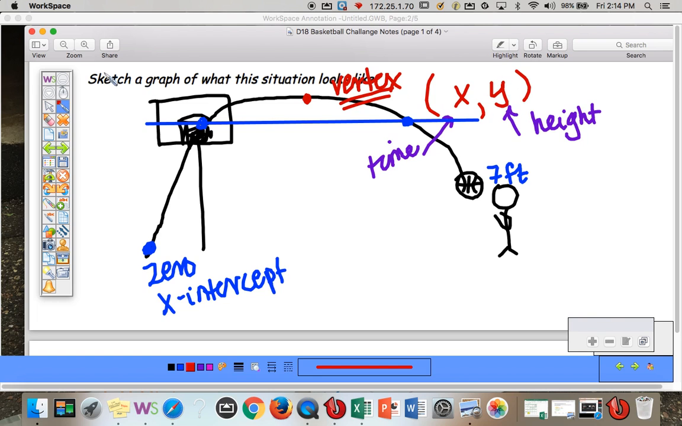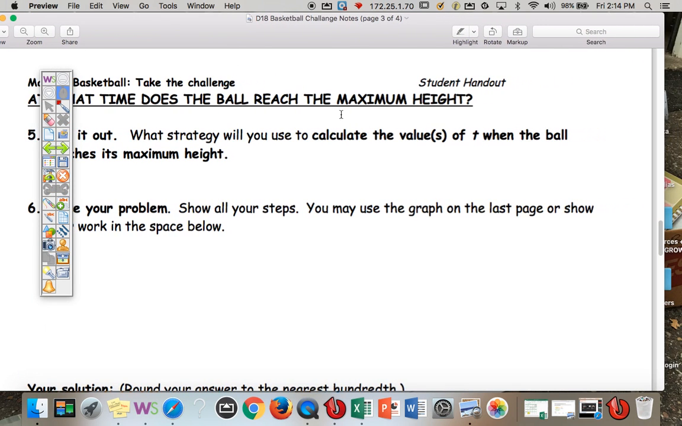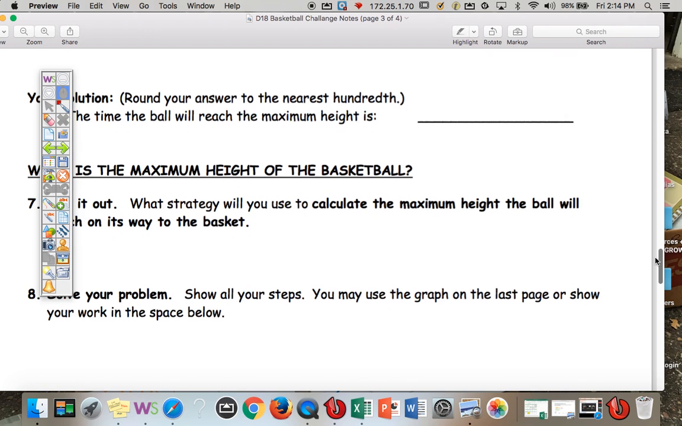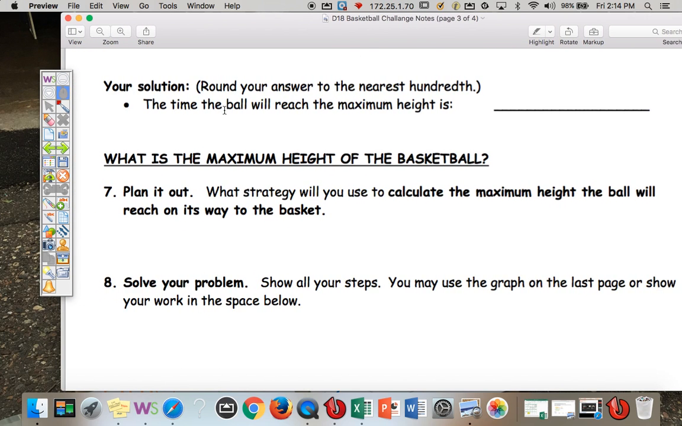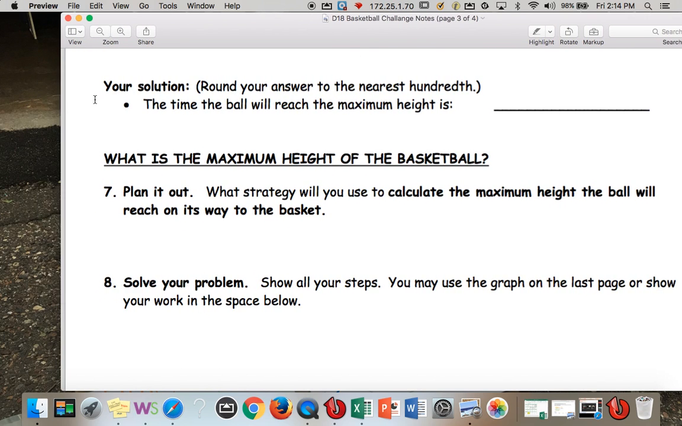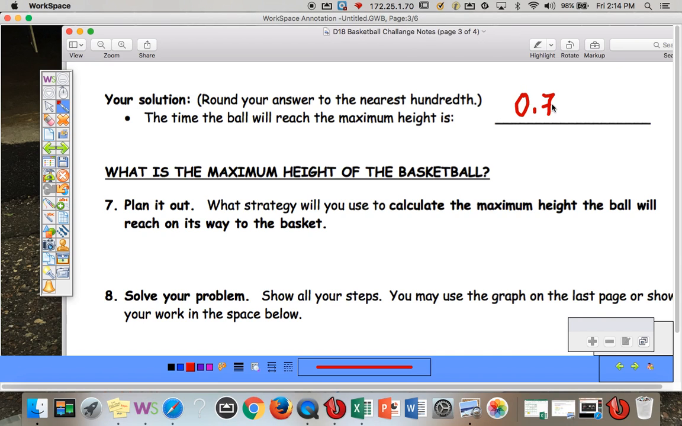But now if we want the height, let's go back to see what it asks us here. So it says, what's your answer? So the ball will reach its maximum height after 0.75 seconds. What is the maximum height? Well, that's the y value.